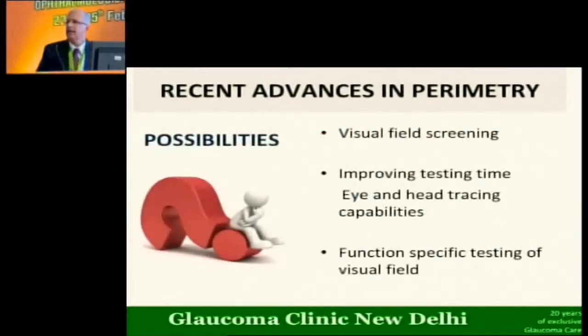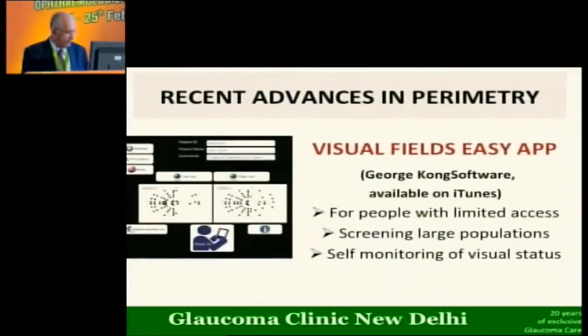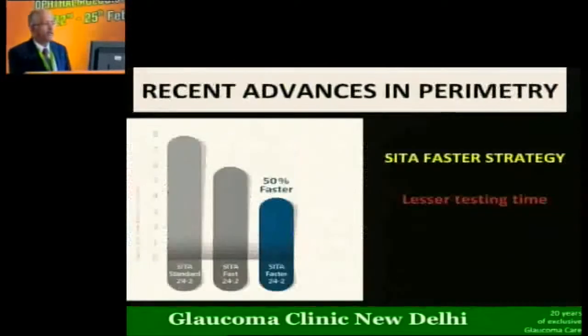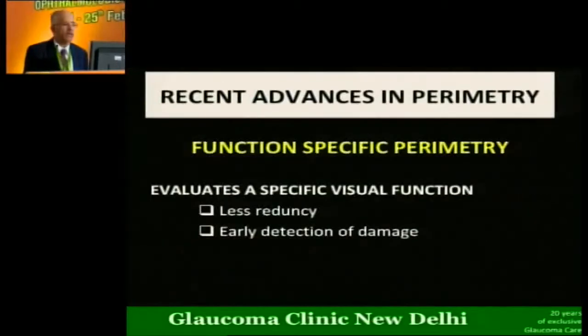So the idea is, ideally, we need to look at perimetry. We should be able to screen populations. We should be able to reduce the testing time, and we should be able to test specific locations more energetically. So we have visual field apps which are available. iTunes has one, and they can be used for self-monitoring. I talked about the strategies. There's a threshold strategy. There's a SITA strategy which came in, and I now am given to believe that there's a SITA faster strategy which has come in, which takes still less time.